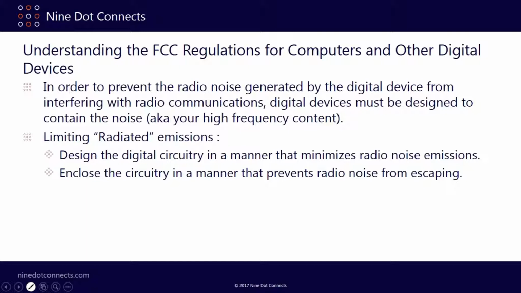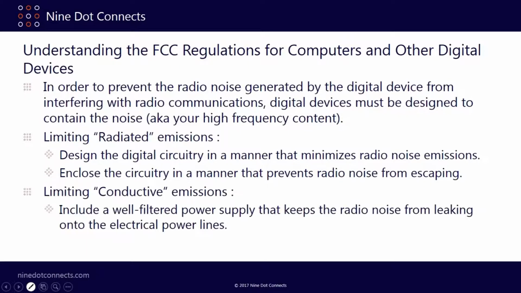We're going to talk a little bit more about that in a little while, but it has to relate to things on your board acting like an antenna. The second way is limiting conductive emissions. That is, we want to make sure that any of the signals being generated on our product don't go out the power line and get put into the power system. So you'll typically include a well-filtered power supply that'll keep that noise from leaking out on the power lines.